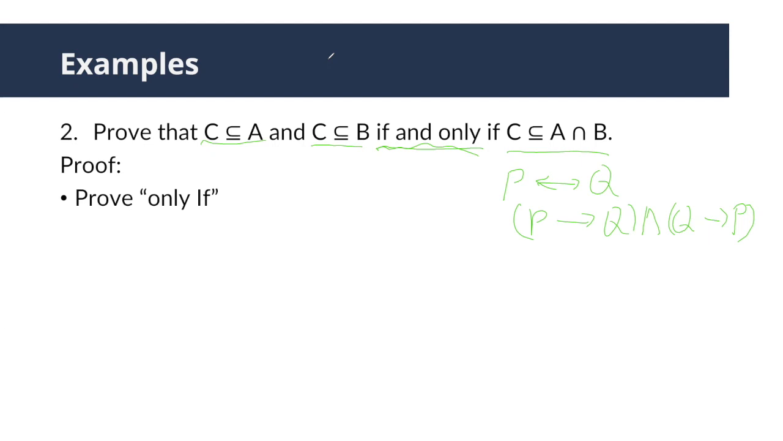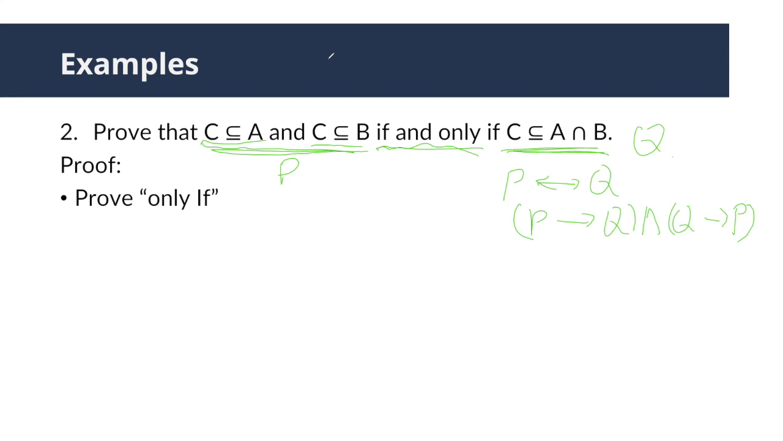What is the only if direction? When we see the only if keywords, basically the hypothesis is this one. This is the P, and this is Q. So we want to prove P implies Q. What does P say? P says C is a subset of A and C is a subset of B. But the conclusion is C is a subset of A intersect B.